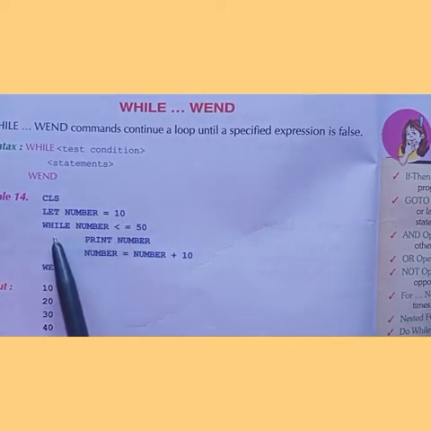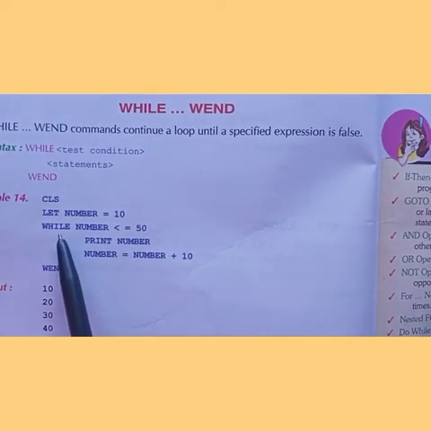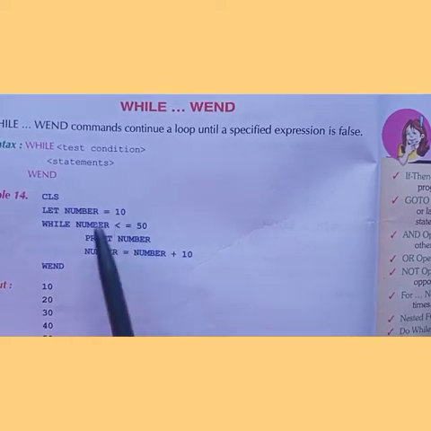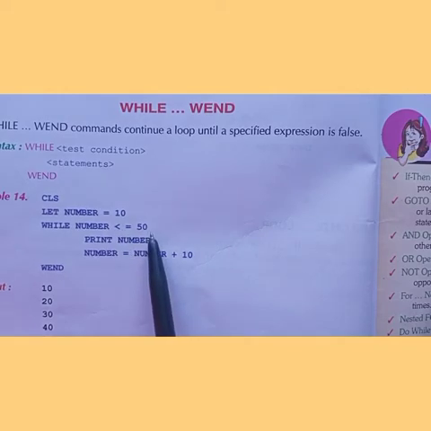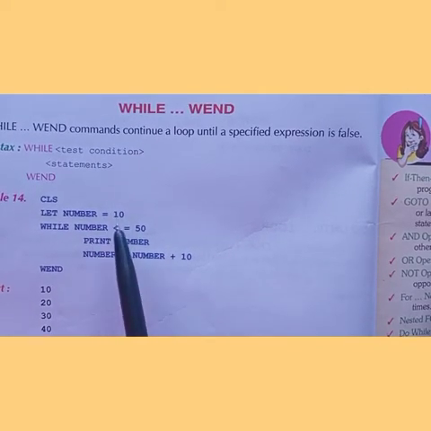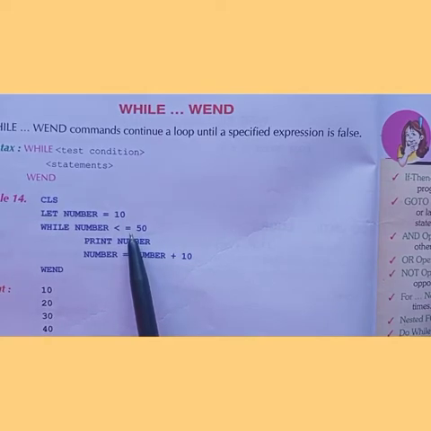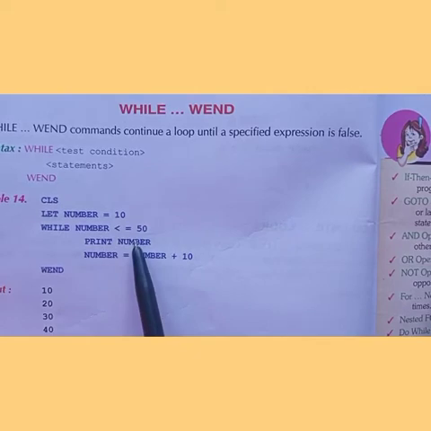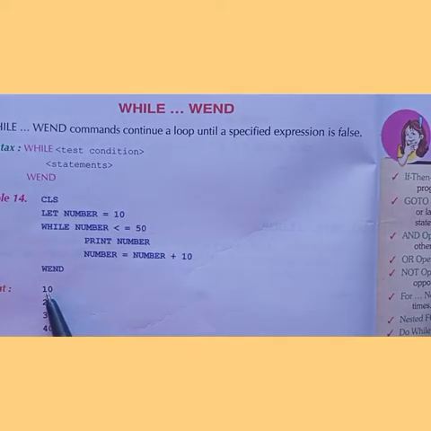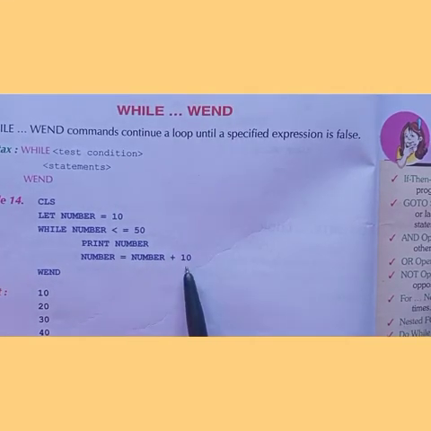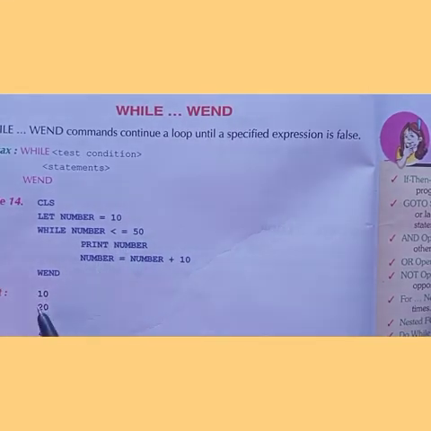As soon as this gets executed, while let number equals 10, the initial value of the number is 10. While number is less than or equal to 50, we saw that the value of the number is 10. So the condition is still not reached. It has not reached the value of 50. So print number. Therefore this value got printed over here. Then it is written number equals number plus 10. Your number was 10 and 10 plus 10 is 20. So therefore this got printed over here.